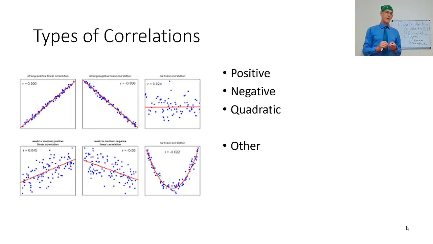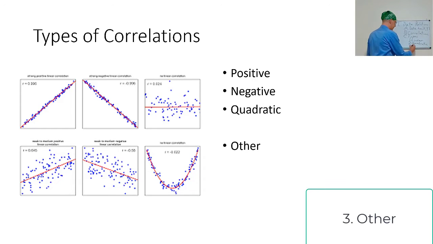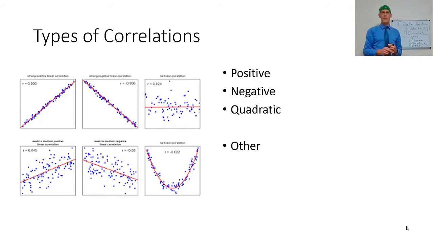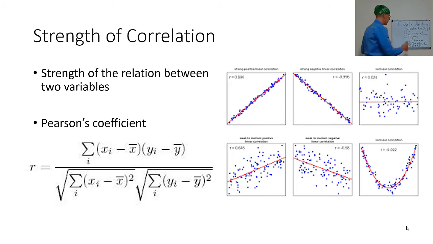There are other types of relationships. So just kind of scroll down here in the bottom, other, and cover it very briefly, that there can be exponential, there can be logistic, there can be all different types of correlations, each of which can be explained by a certain type of function. Now we can explain the type here, but let's look at the strength of that function.